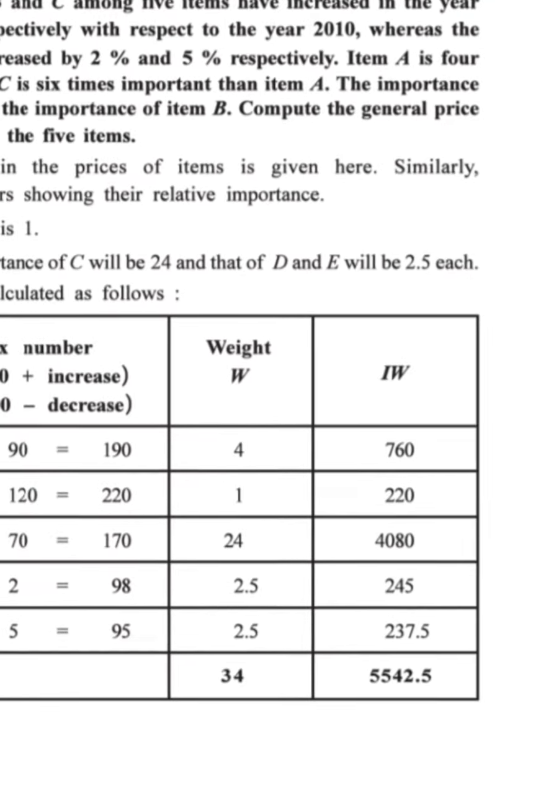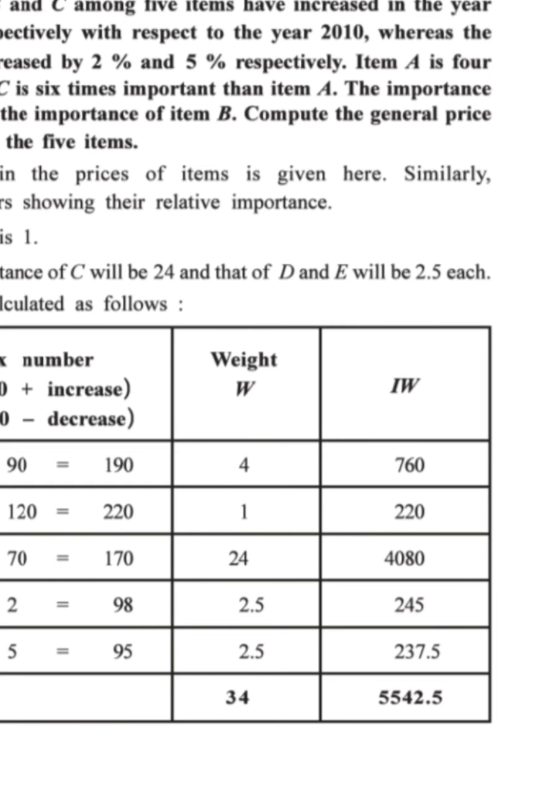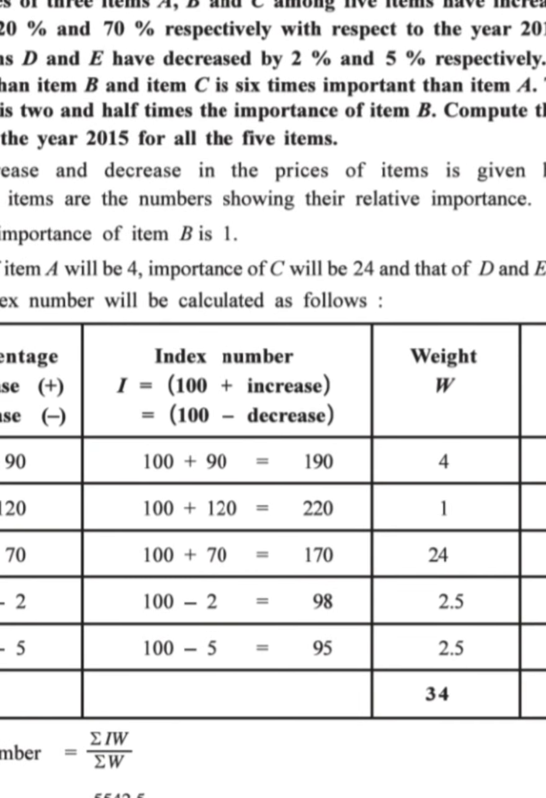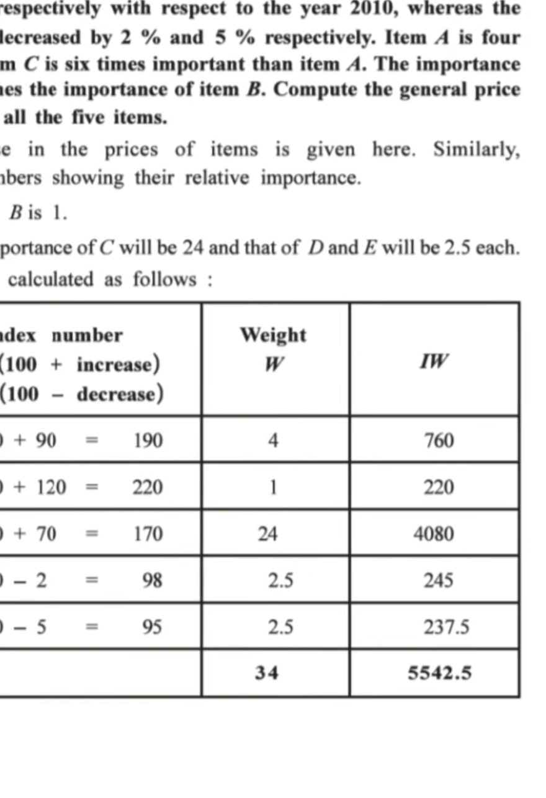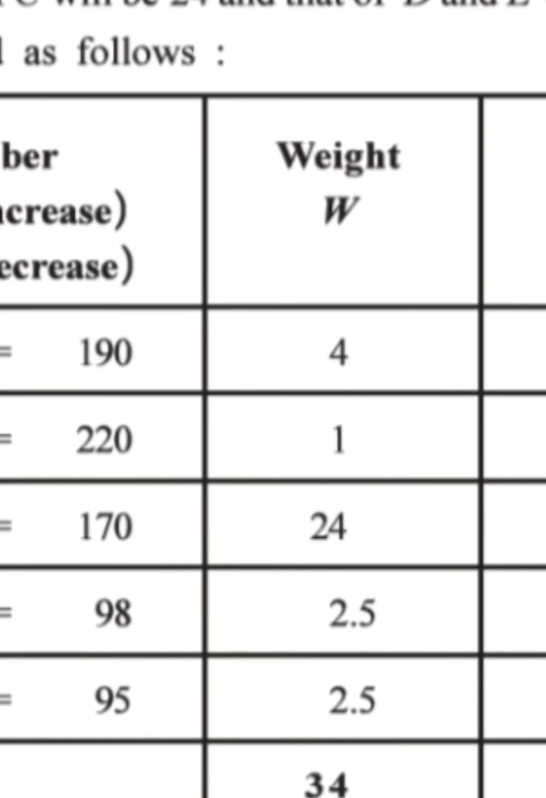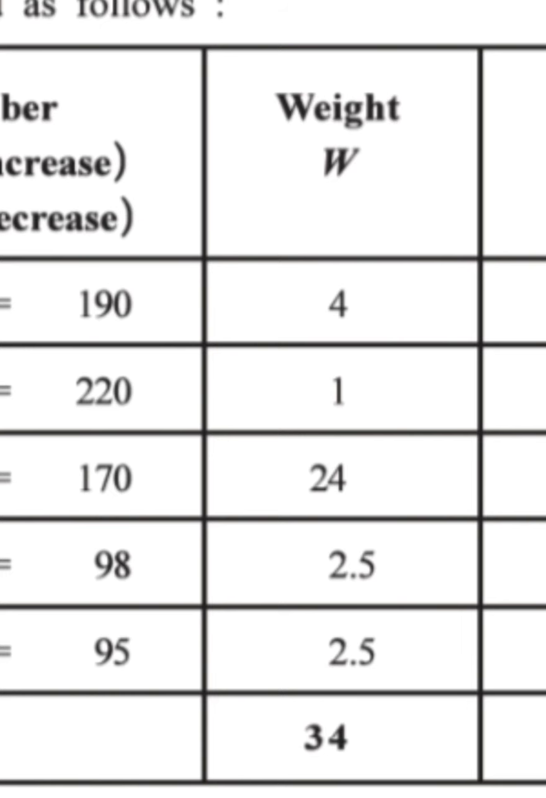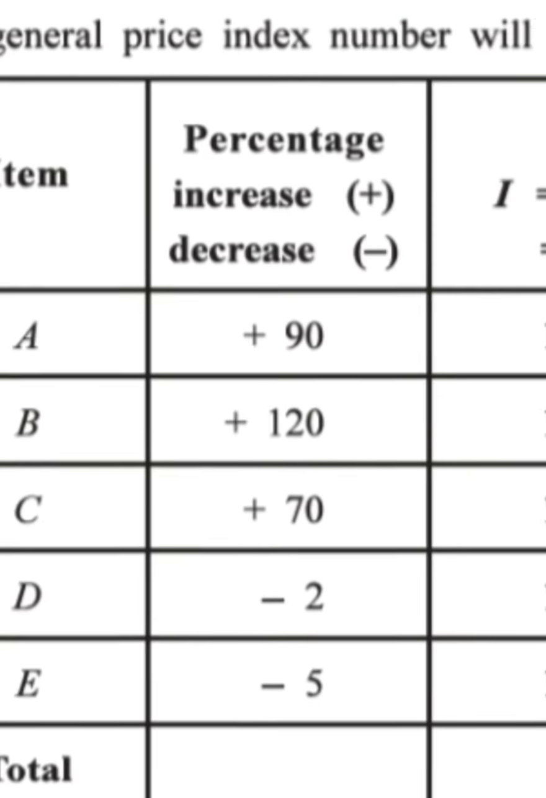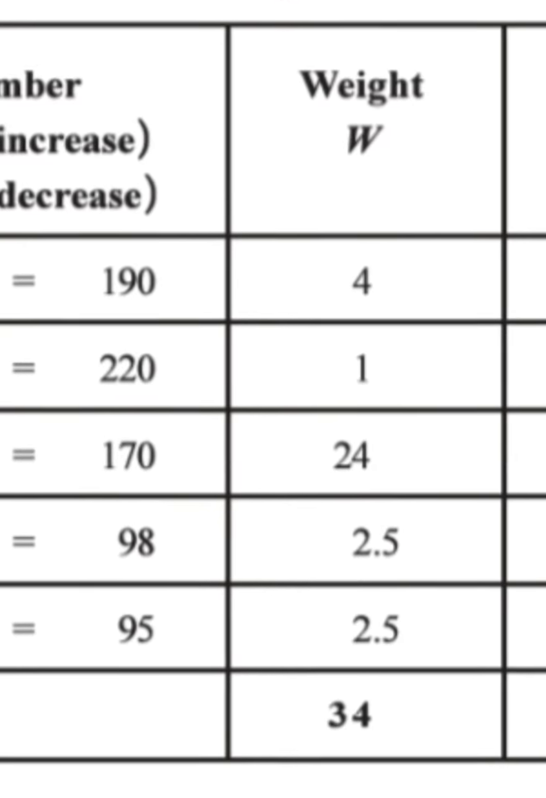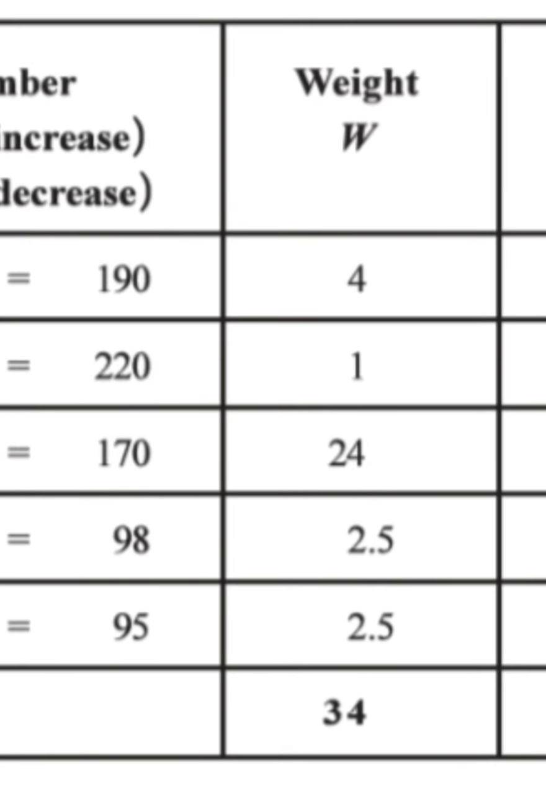Then what they given us, again we are talking about the importances, right? And item C is 6 times important than item A. Item A is what? 4. Its weight is 4, and item C is 6 times important. So 6 multiplied by 4 will give you 24, right? So for your item C, the weight that you are getting is 24.